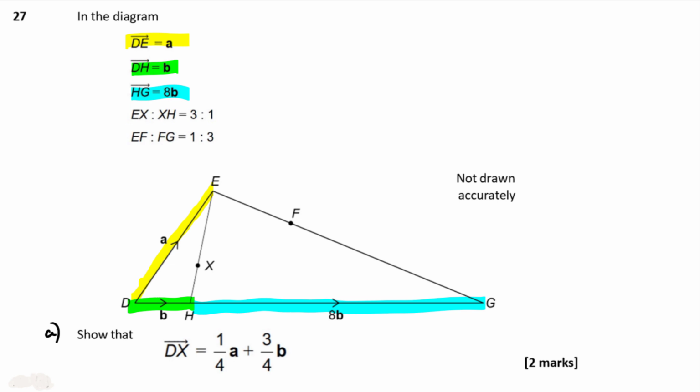EX to XH, that's that one there, look. So that is in the ratio of 3 to 1. So that means 3 parts up here for every 1 part we've got down here.